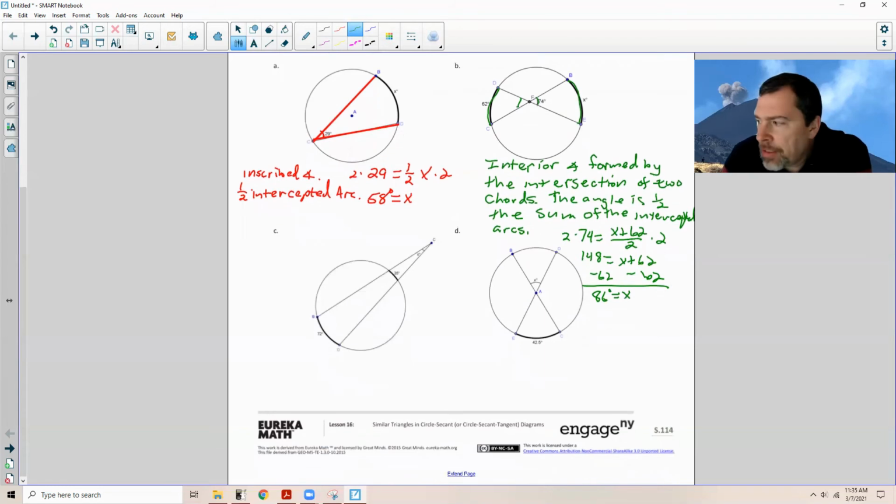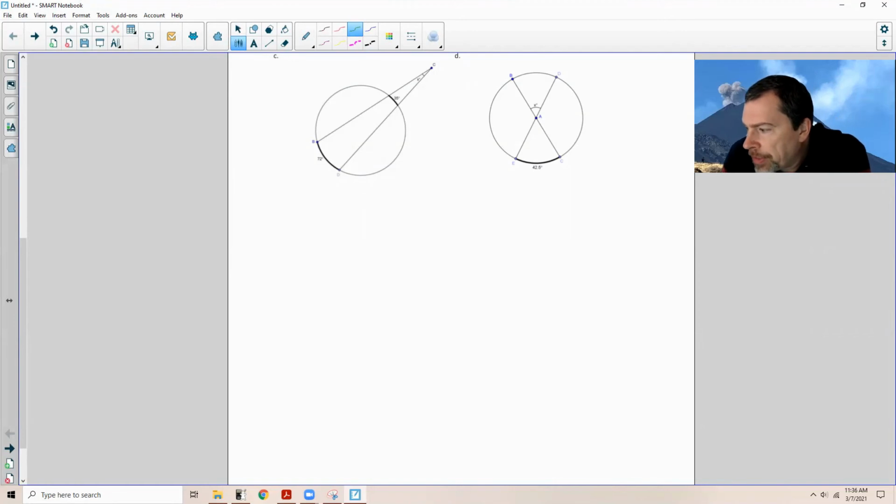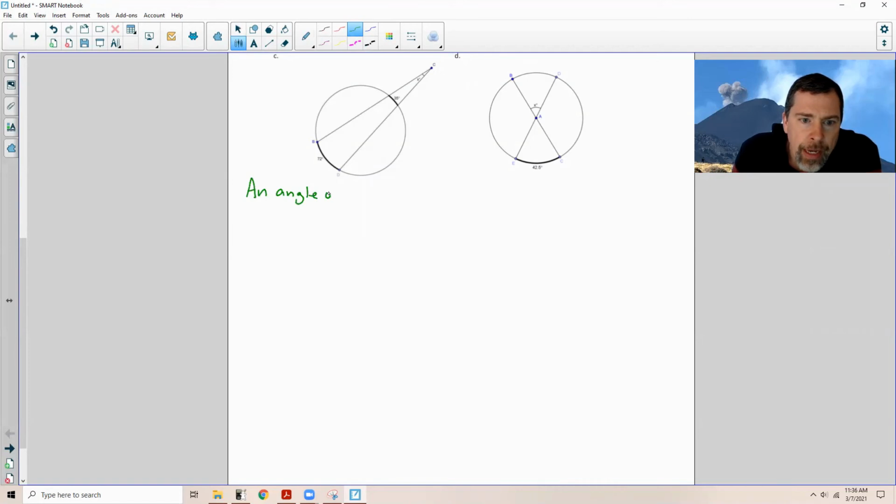Okay, continuing on, part C. Let me just clean this up a little. Okay, so here we go, part C. C is an exterior angle. It is outside. It is formed by two secants. So an angle outside the circle formed by two secants, that is right here, that is the measure of angle x.